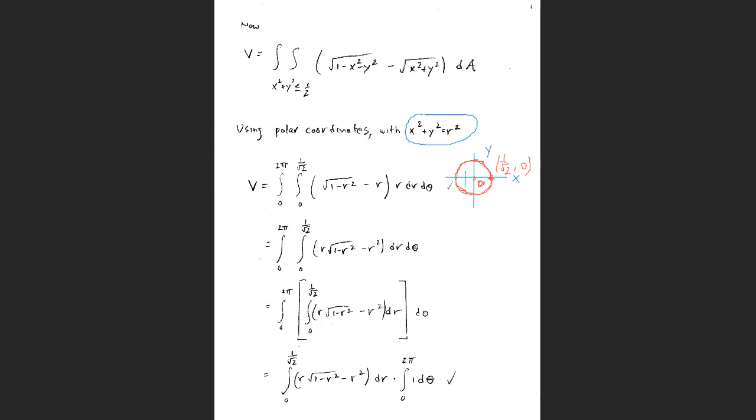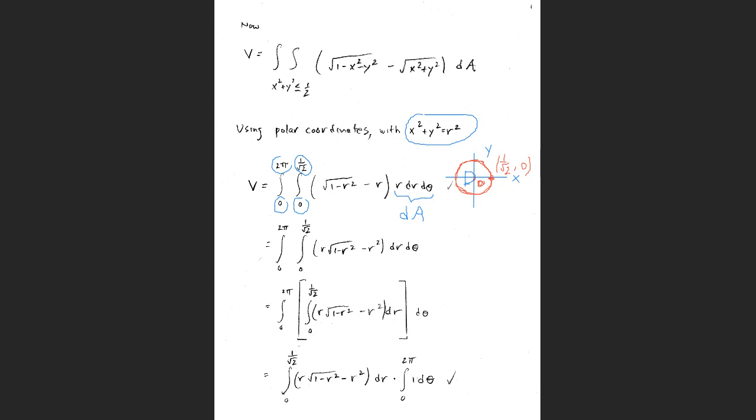So whenever you're dealing with a circle, the limits are easier to use for polar coordinates, usually, than Cartesian coordinates. So what I do is I say, okay, well, dA is going to be r dr d theta. And my r limits are going to go from 0 to 1 over root 2. And my angle theta is going to go from 0 to 2 pi. That will trace out this entire circle.